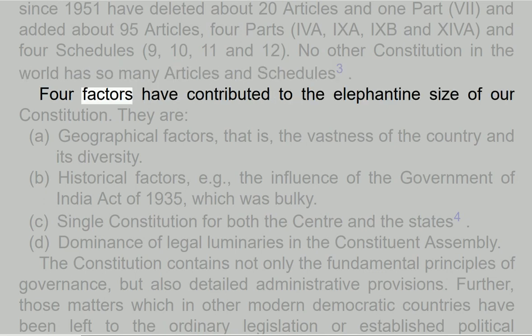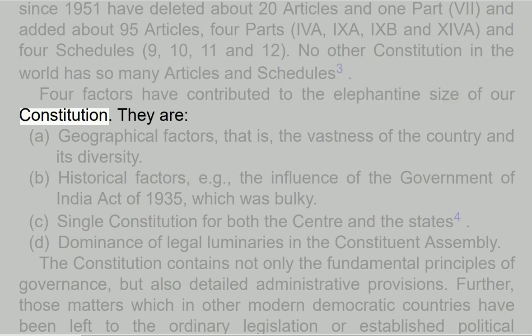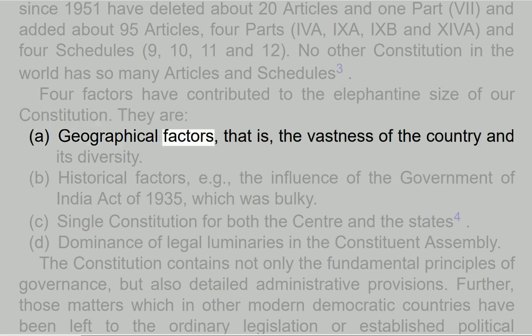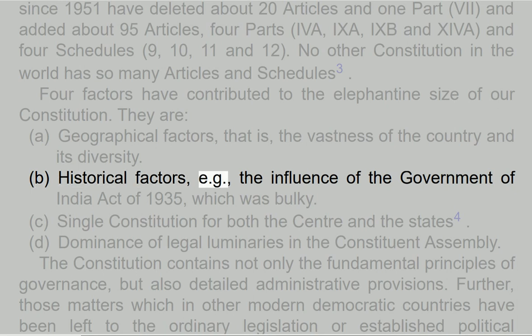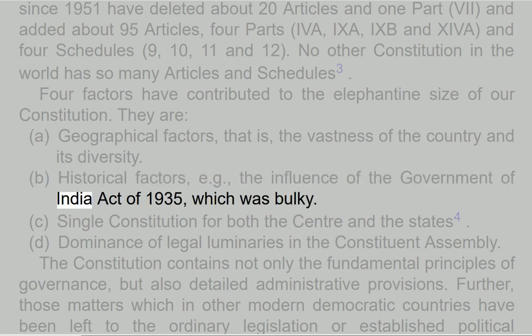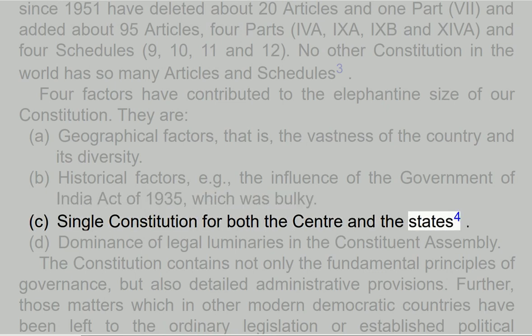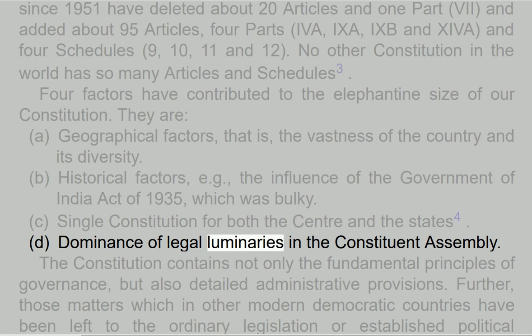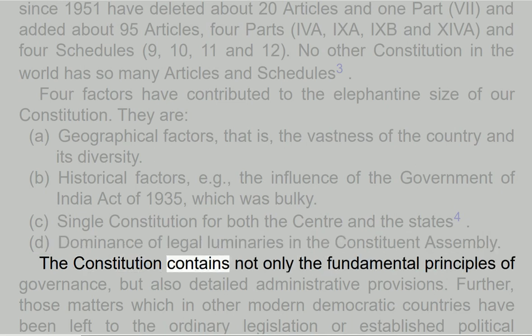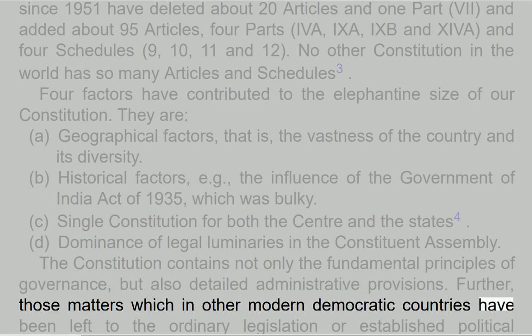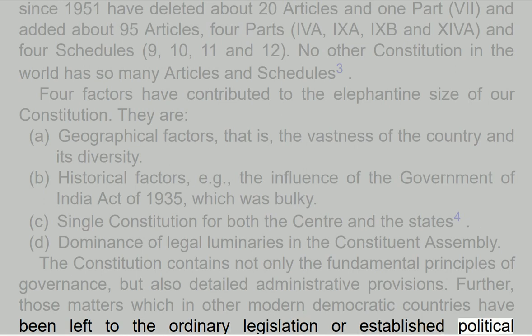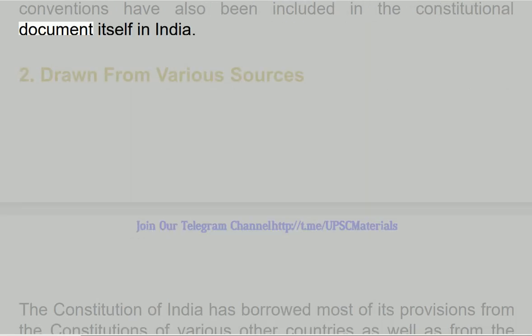Four factors have contributed to the elephantine size of our constitution. They are: A. Geographical factors, that is, the vastness of the country and its diversity. B. Historical factors, for example, the influence of the Government of India Act of 1935, which was bulky. C. Single constitution for both the centre and the states. D. Dominance of legal luminaries in the Constituent Assembly. The Constitution contains not only the fundamental principles of governance, but also detailed administrative provisions. Further, those matters which in other modern democratic countries have been left to ordinary legislation or established political conventions have also been included in the constitutional document itself in India.